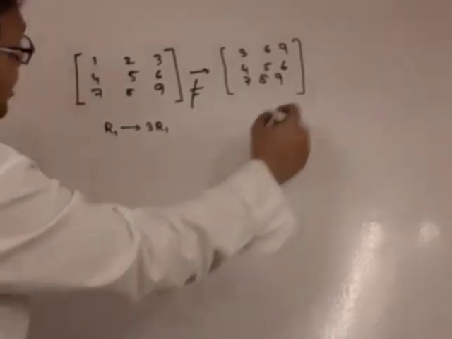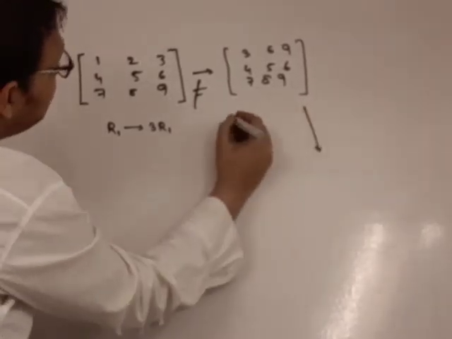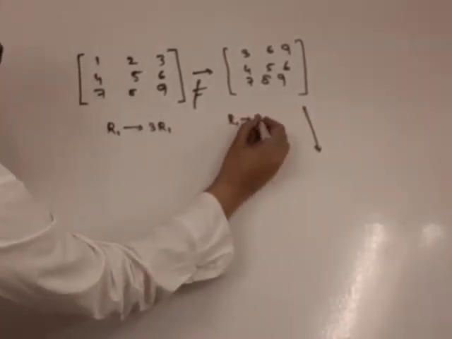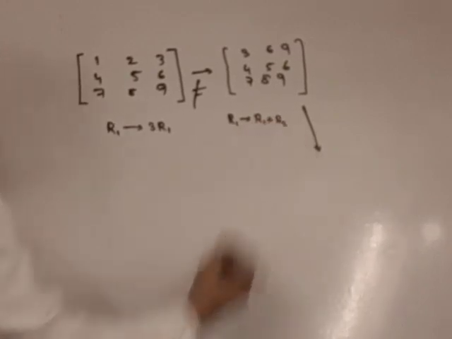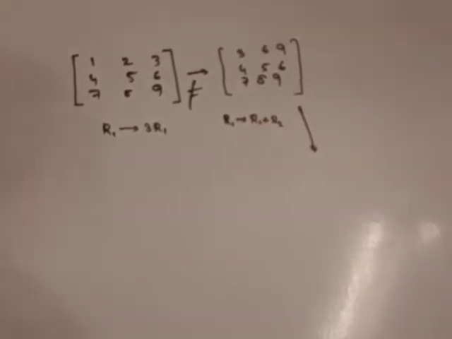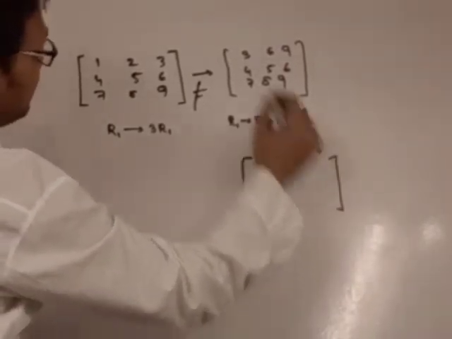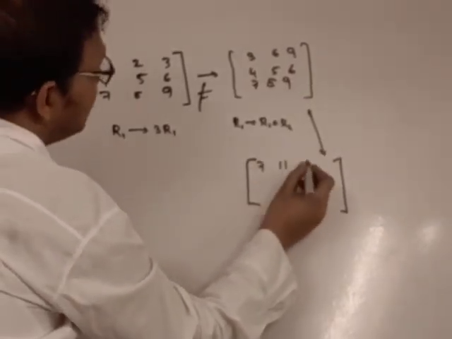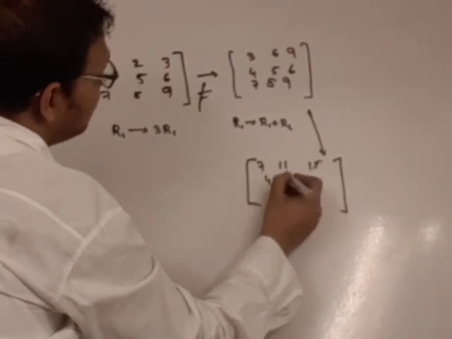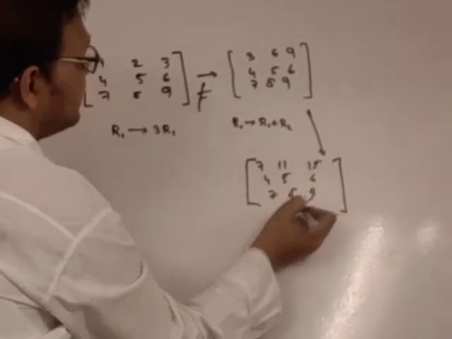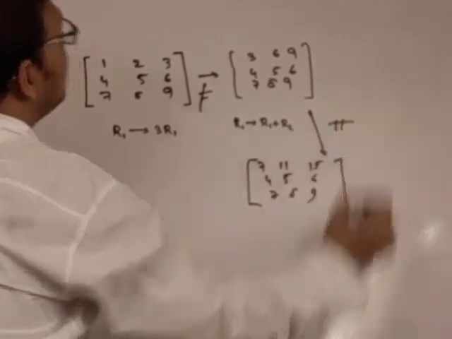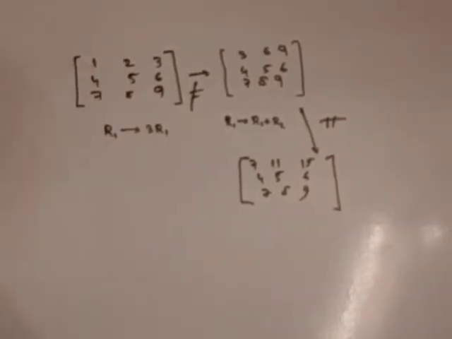Now what more can I do? Suppose I want to add the elements of row 1 and row 2. So the resulting matrix becomes 7, 11, 15, 4, 5, 6, 7, 8, 9. Again, never put an equal sign because these matrices are not equal. So these are basically called the row operations.